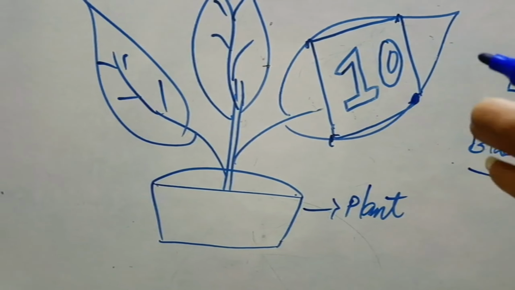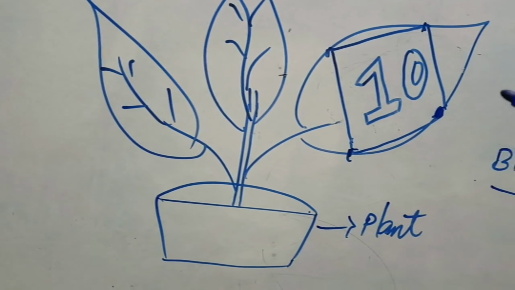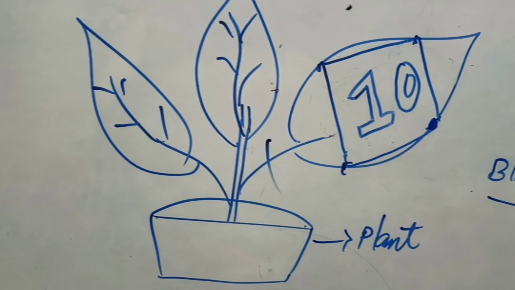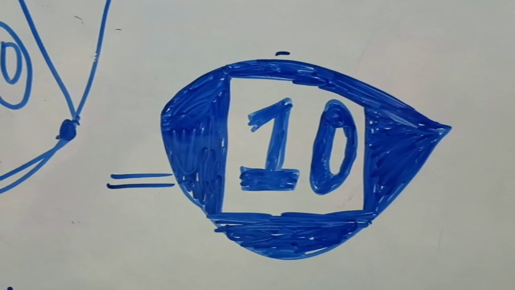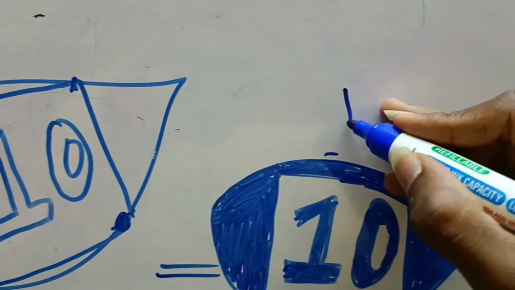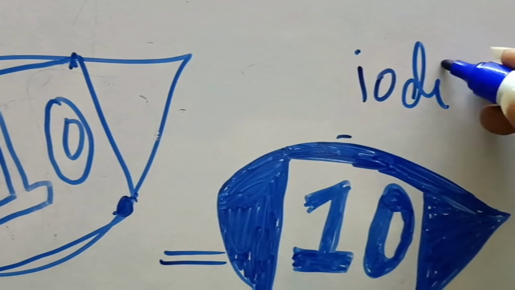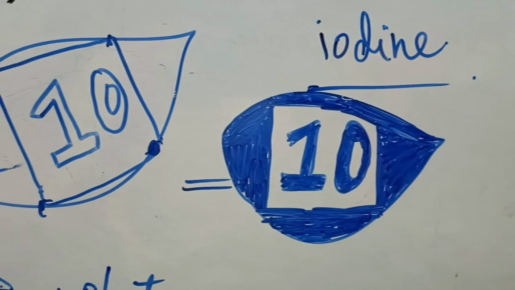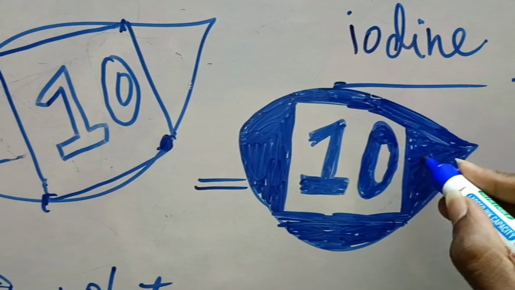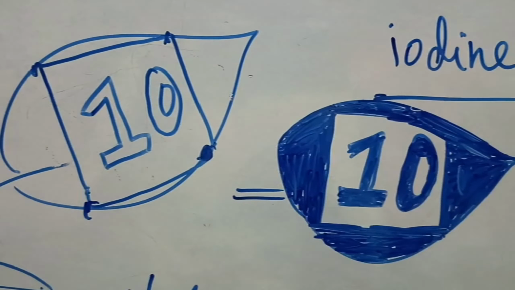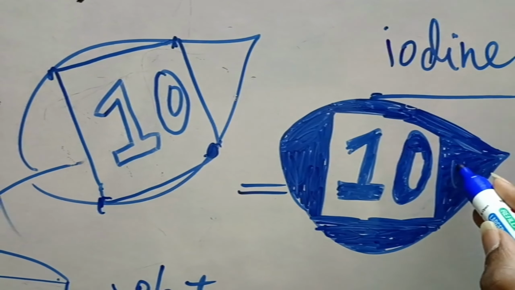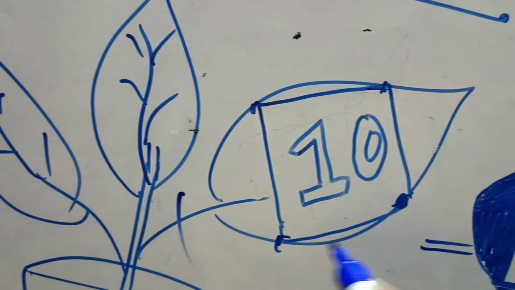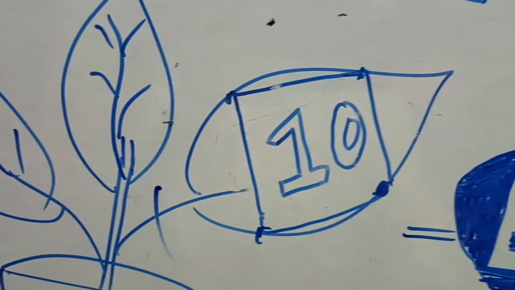Leave this plant in the sunlight for some time. After keeping it in sunlight, pluck the leaf and test it with iodine solution. Iodine solution indicates the presence of starch by a bluish black color. When we add the iodine solution to this leaf, the area which is exposed to the sunlight turns bluish black. This indicates that sunlight is necessary for the leaf to form starch.